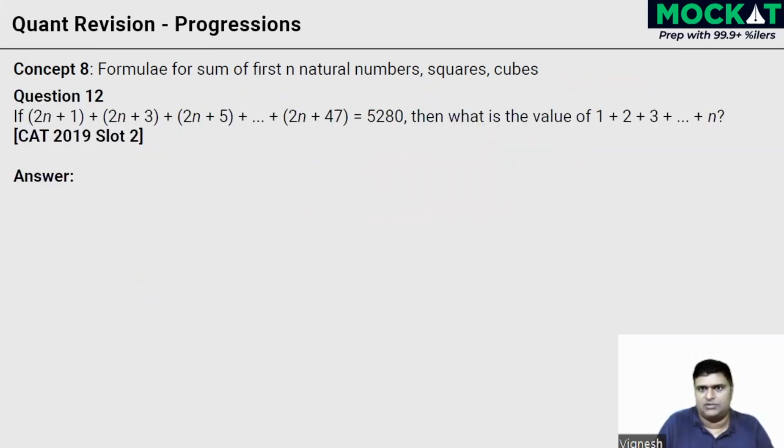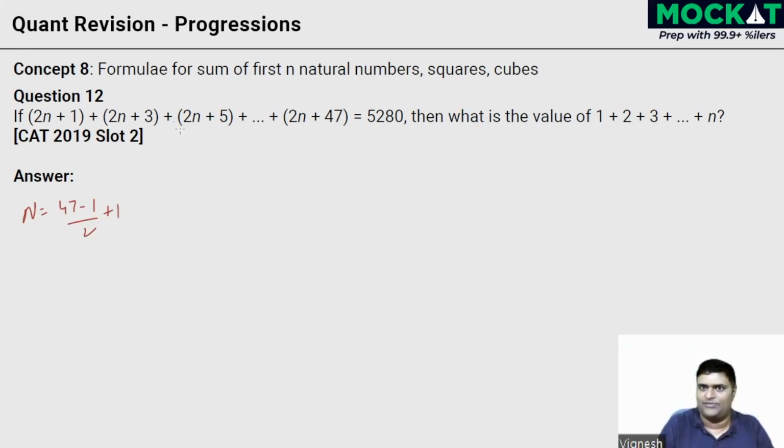So one such example is something like this. Eventually we need to find the sum of the first n natural numbers. So let's take a look at this one and see how to do this. Sum of 2n plus 1, 2n plus 3, 2n plus 5 and so on till 2n plus 47 is 5280. How many 2n's are there? Starts with 1 and then 3 and then 5 and so on. 1, 3, 5 and so on till 47 is in AP. So the number of terms, I'll call it capital N, is nothing but last term minus first term divided by 2 plus 1.